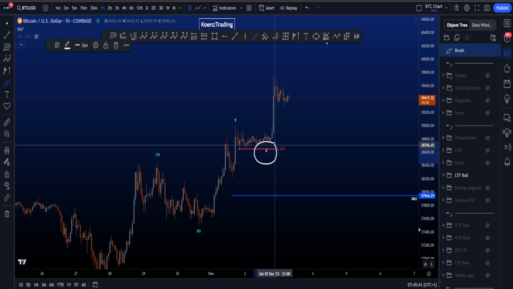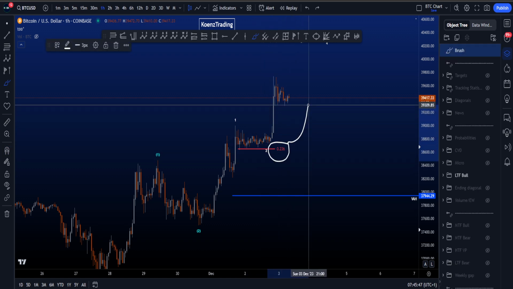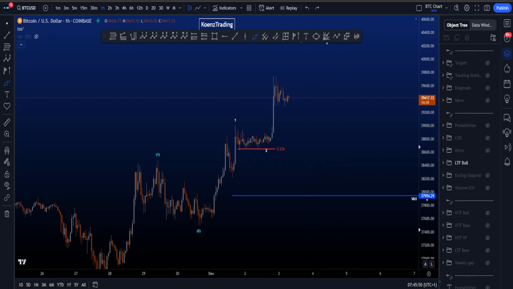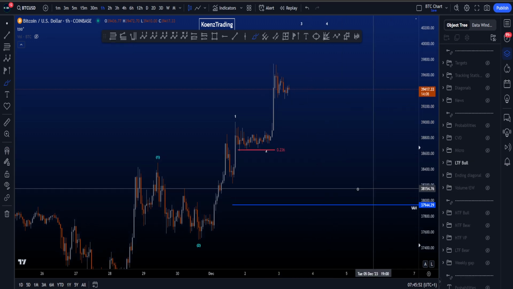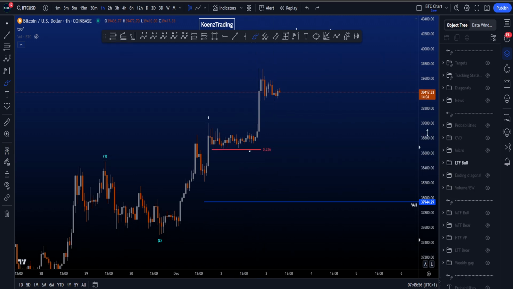The latest wave 2 that retraced to a 0.236 and ended in a bullish structure to the upside was in July. So that's basically half a year ago, right? So this is very, very rare. It lowers the probabilities of this scenario as well.